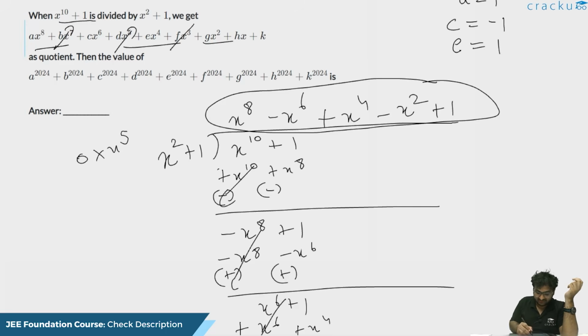What is F? F is again 0. What is G? Minus 1. And what is H? H will be 0. And K? K is equal to 1. Now what is asked in the question? The value of this will be.